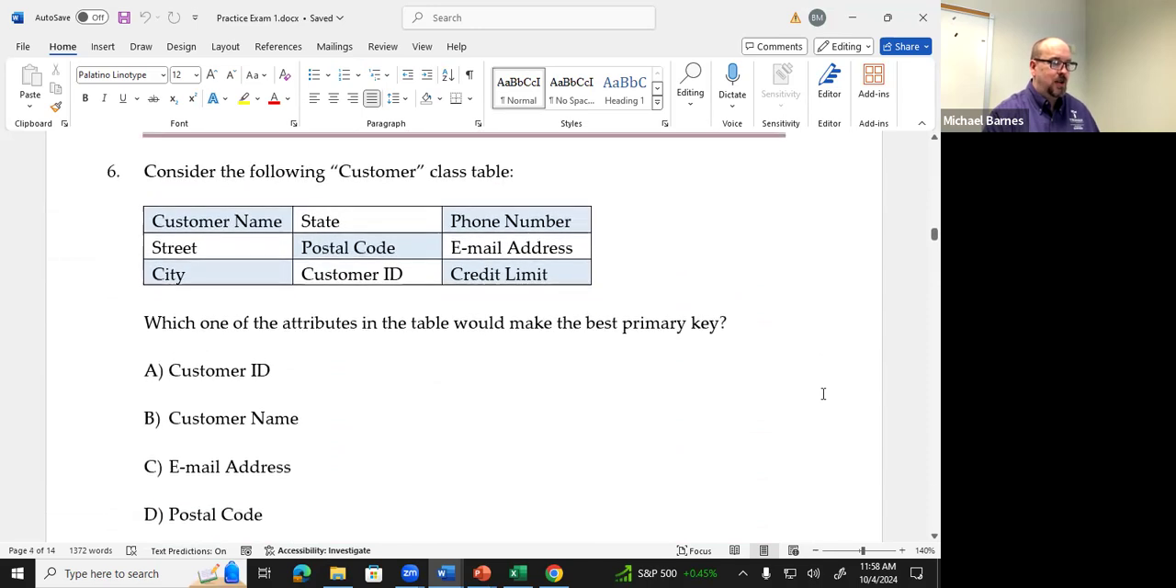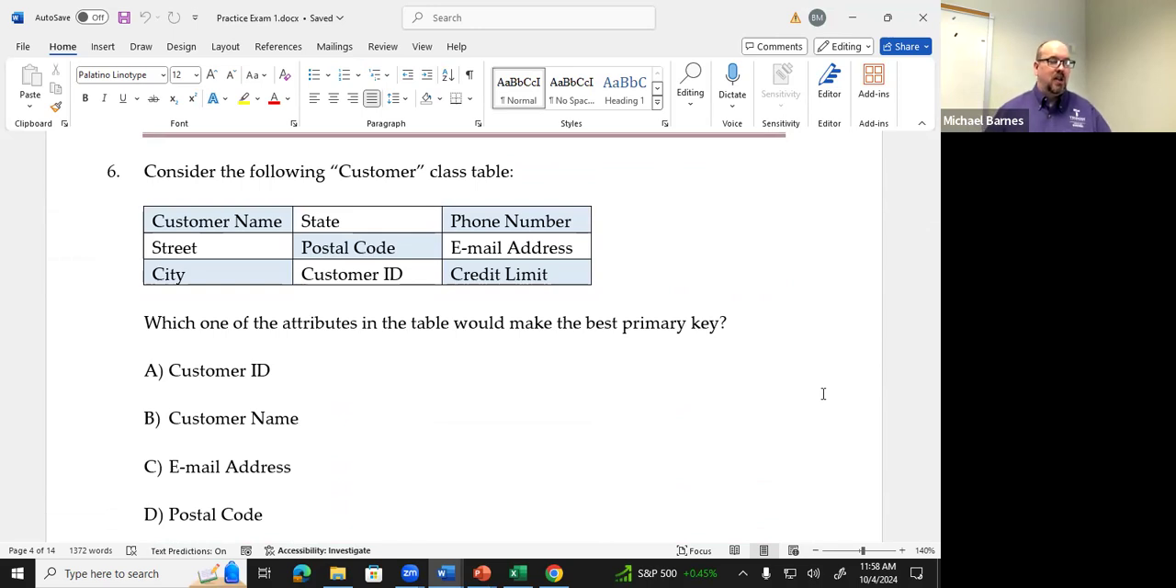Consider the customer class table. All right, so we got the customer class table listed up here. And it says, which of the attributes would make the best primary key? So what do we know about a primary key? What's the primary attribute of a primary key? It has to be a unique identifier of the class.